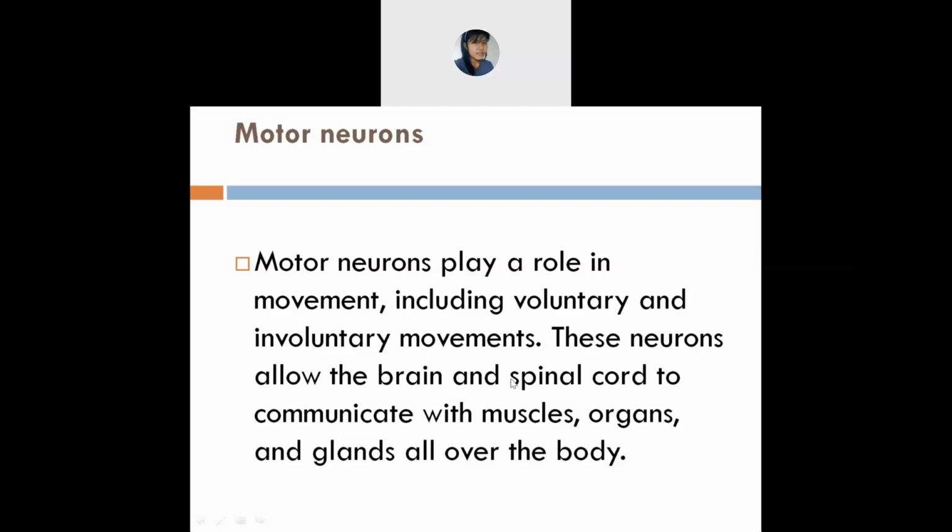I have already said, na, central nervous system. You will get in the central nervous system, also known as CNS. They allow the brain and the spinal cord to communicate with what? To communicate with your muscles, your organs, your glands, that is all over your body. It functions in that way. Is it clear about the motor neurons?